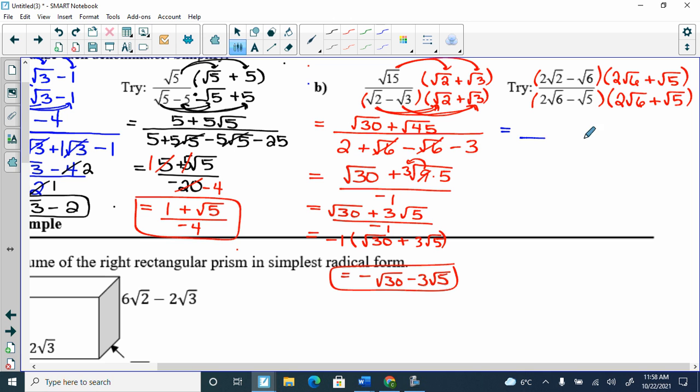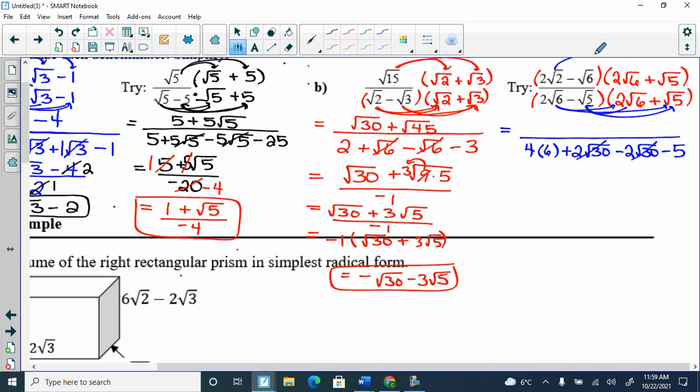So if we go to FOIL the bottom, we get 2 root 6 times 2 root 6, which is actually 4. Root 6 times root 6 is 6 in brackets. Then the outside, 2 root 6 times root 5 is 2 root 30. Inside, 2 root 6 times negative root 5 is negative 2 root 30. And what do these two do? Cancel. And if they don't, you messed up. And then negative root 5 times root 5 is negative 5. Now it's going to be 24 minus 5, which is 19, which is good, because that means our bottom won't have any radicals. Correct? Then we have to do the top.